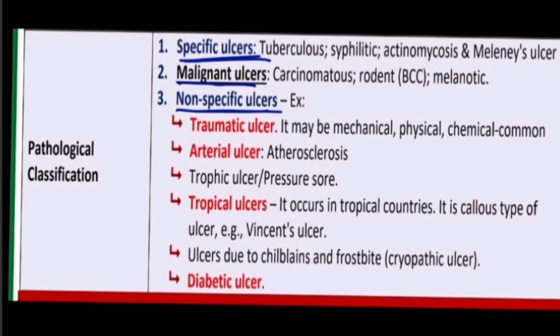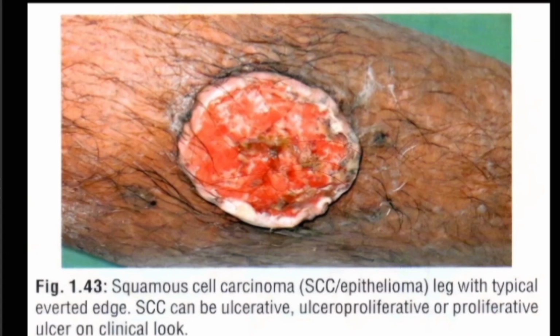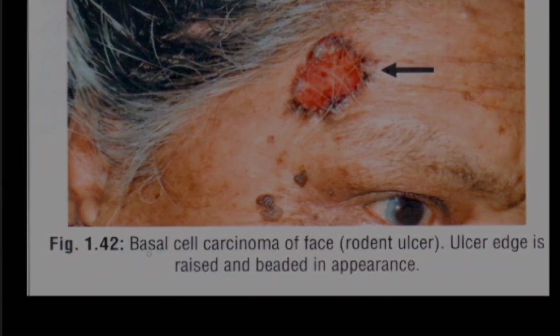And when it comes to the non-specific ulcers, we cannot say the cause. The trauma might be mechanical, physical, or chemical. It can be anything. So the arterial ulcer, the trophic ulcers, all these come under the non-specific ulcers. And moreover, the diabetic ulcer is a non-specific ulcer. So the next type is the malignant ulcers. The examples of malignant ulcers are squamous cell carcinoma and basal cell carcinoma.